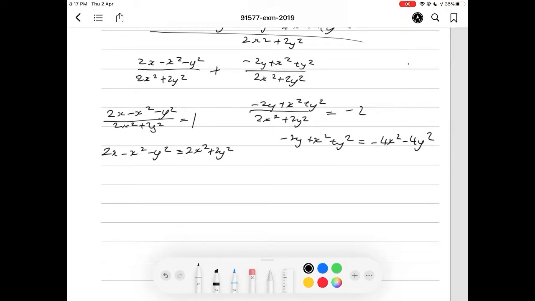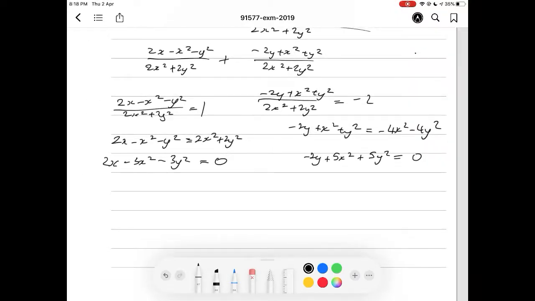So on the left hand side we'll have 2x − 3x² − 3y² equals 0. And on the right hand side we would have negative 2y + 5x² + 5y² equals 0. Alright, so now we'll try to eliminate x² and y². We'll say this is equation 1 and equation 2. The lowest common denominator of 5 and 3 is 15, so we need to multiply equation 1 by 5 and equation 2 by 3.